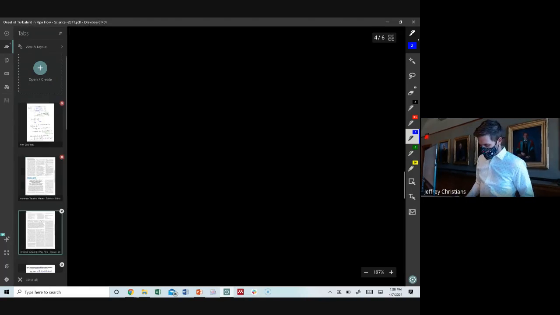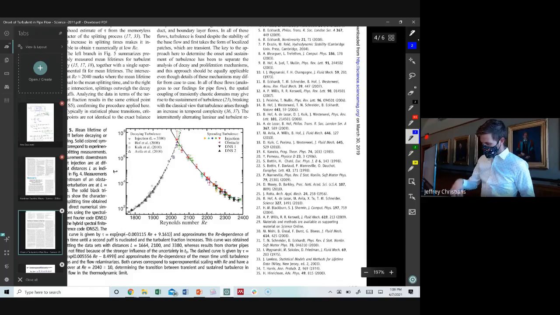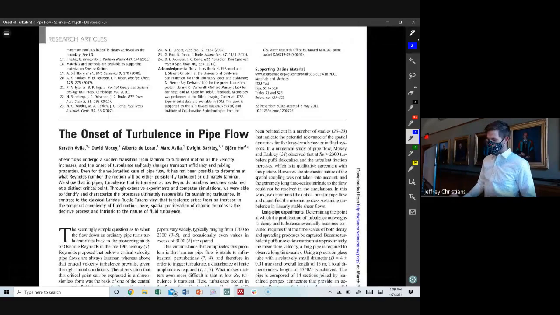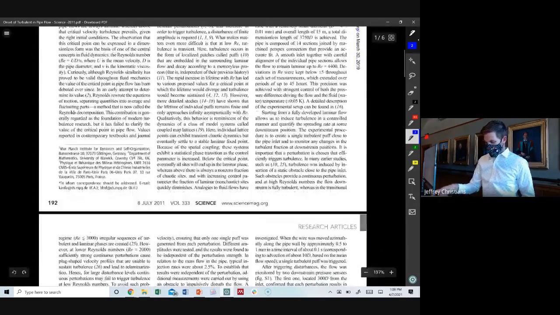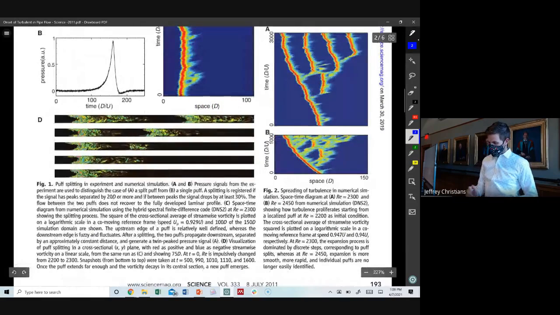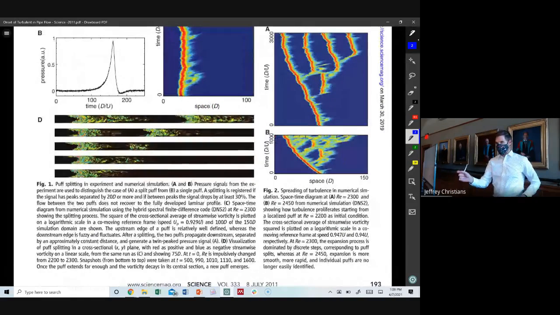Here's another one. This is more recent, from 2011. Also in Science, the onset of turbulence in pipe flow. What they're looking at is probably a very similar experimental setup. Again, they're getting all of the fluctuations out and adding a single disturbance, and they're watching how that initial disturbance ends up cascading into the next disturbance and the next disturbance.